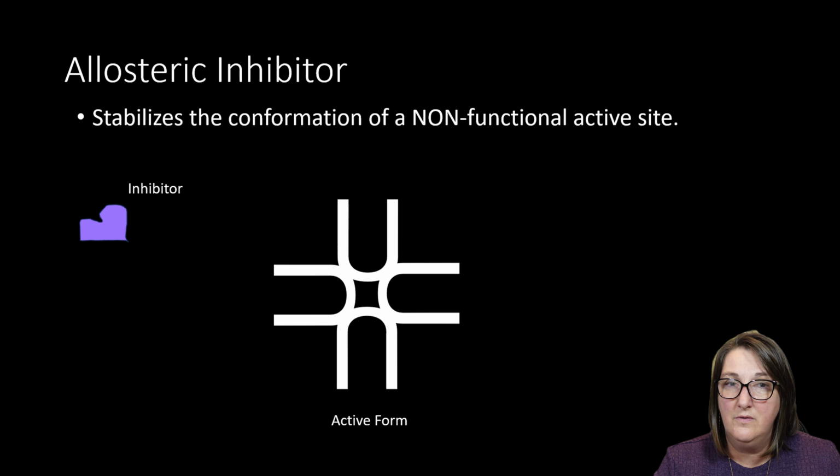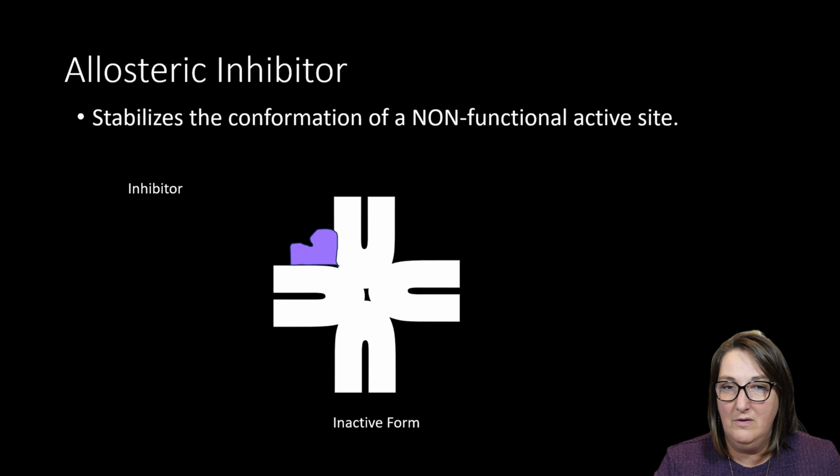I can also do the other. If I want to make it non-functional, I don't want it to be active anymore, I can bring in a different inhibitor. So now I'm inhibiting it. It's going to go in, and then it's going to cause this to do a conformational change, and it's going to inactivate that. So now I have an inactive form. So I can turn on multiple at once, turn off multiple at once with an inhibitor or an activator.